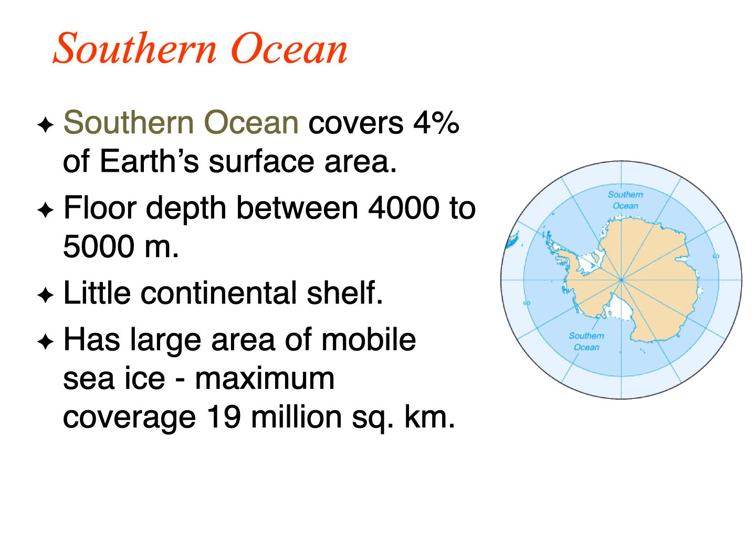The Southern Ocean covers 4% of the Earth's surface. Its northernmost latitude is 60 degrees, and it extends to the edge of Antarctica. Floor depth is between 4,000 and 5,000 meters. There's little shallow continental shelf. It has a large area of mobile sea ice. Maximum coverage of about 19 million square kilometers.